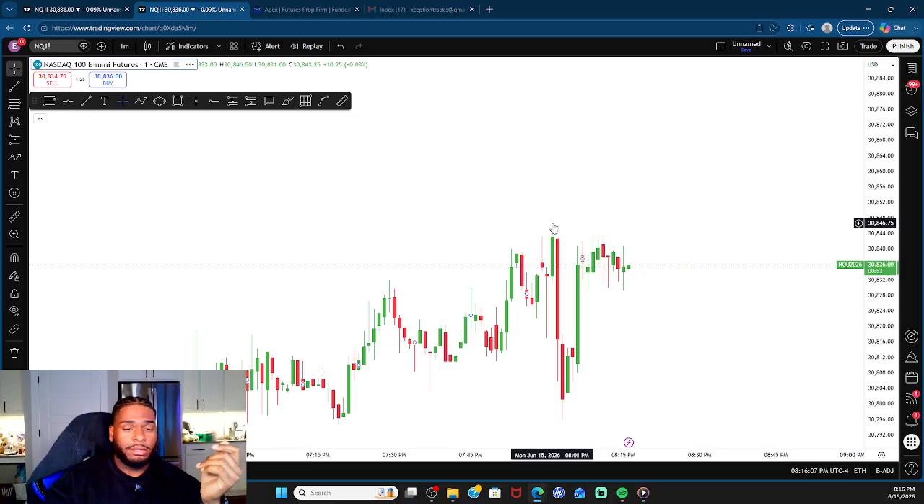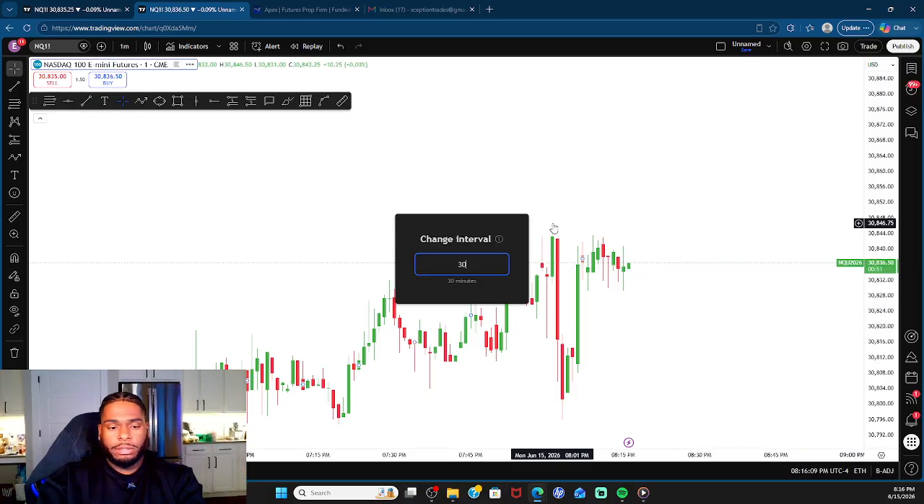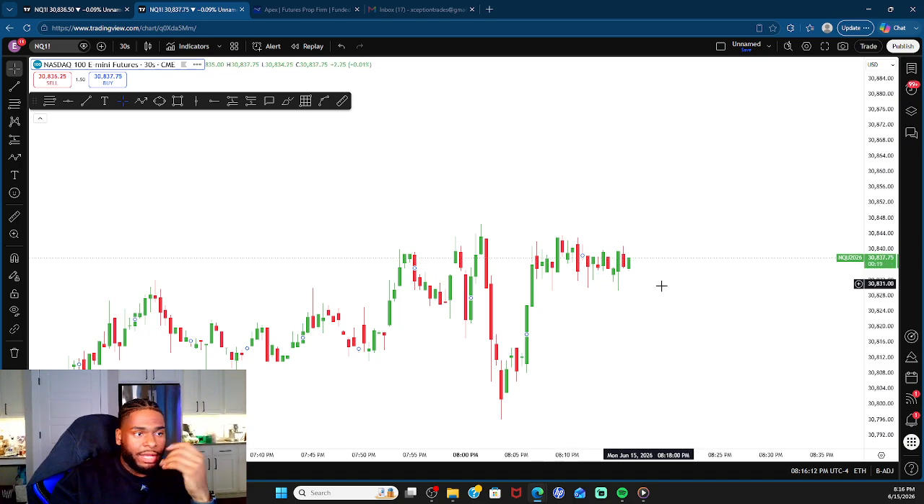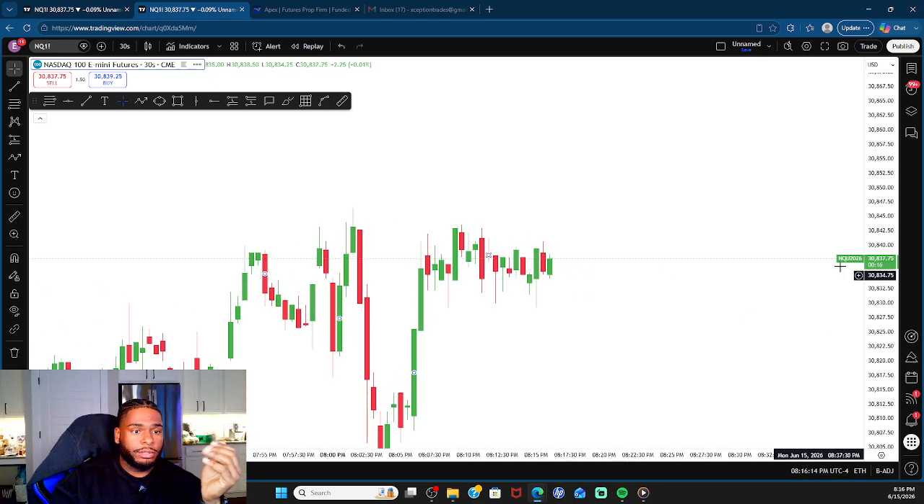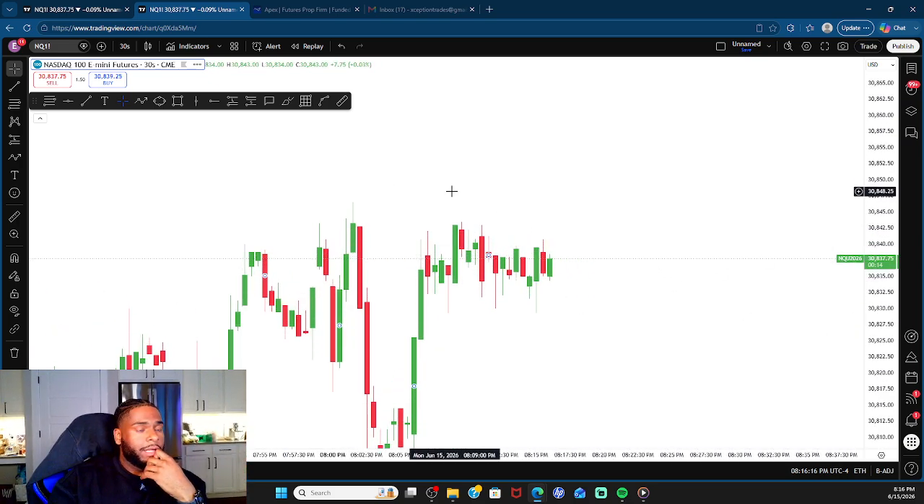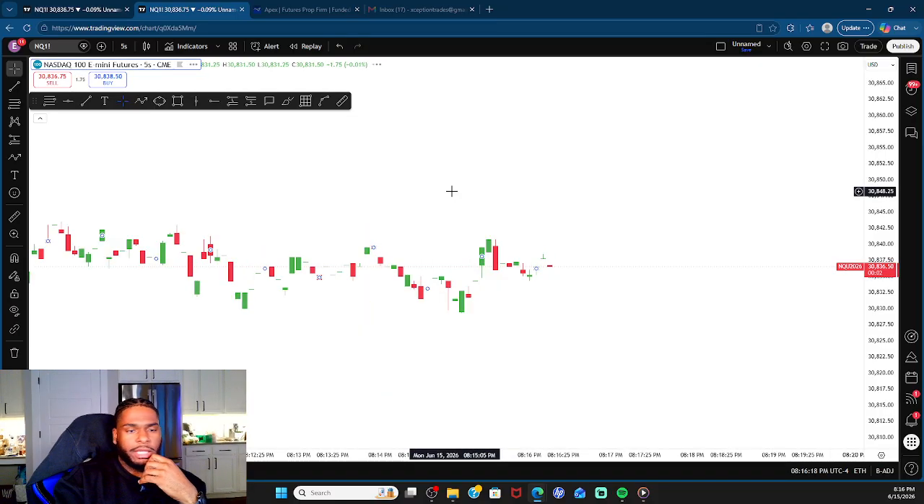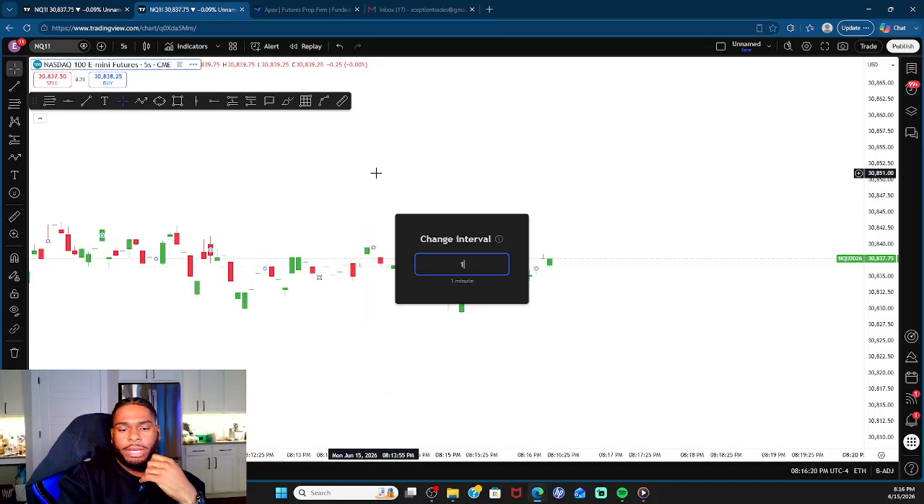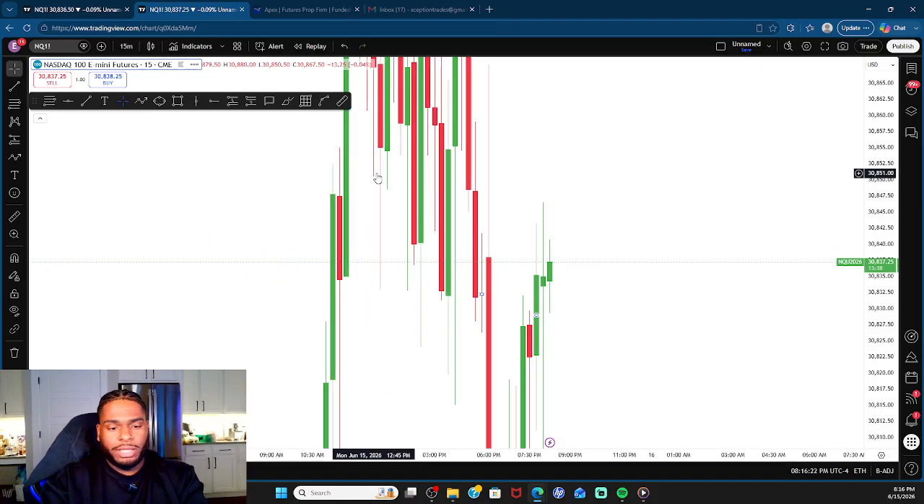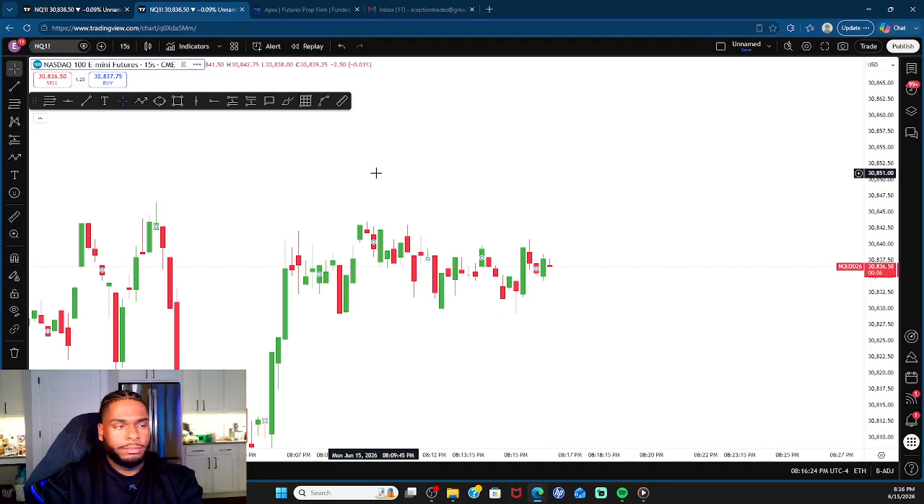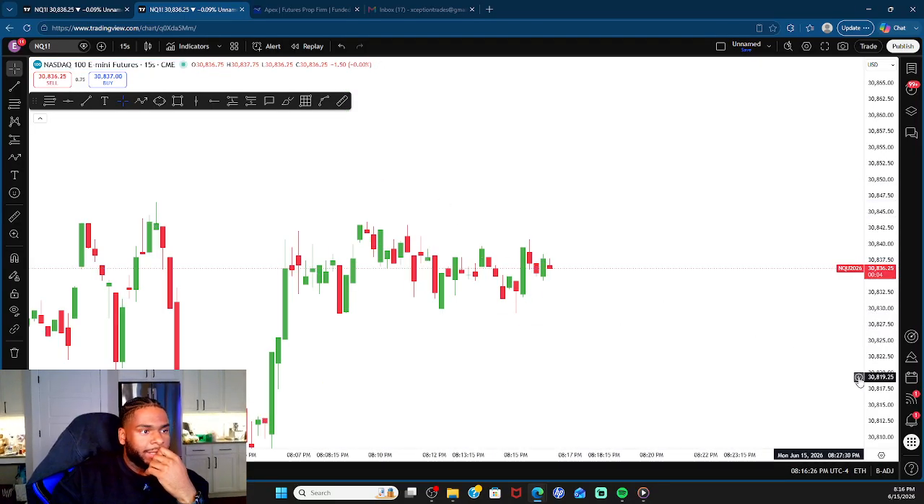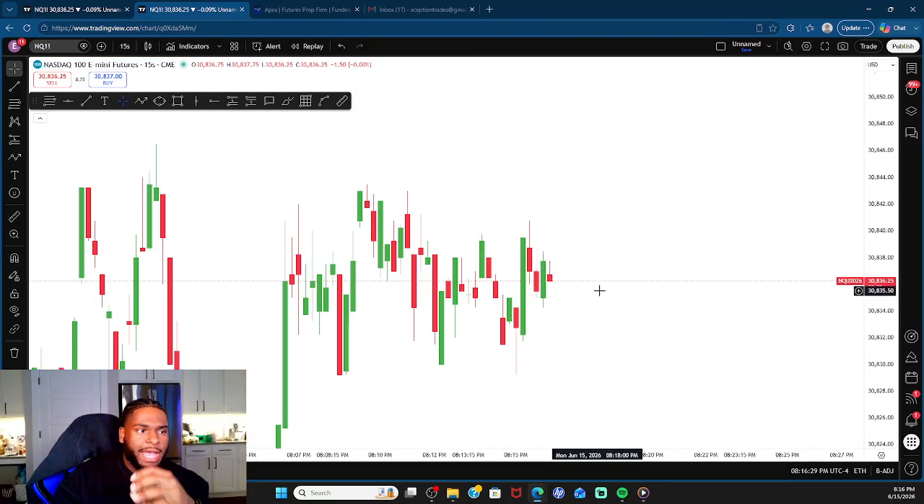And again, it can close higher or lower than where it started. Now let's go to a smaller time frame, just so you can see it happening a little quicker.